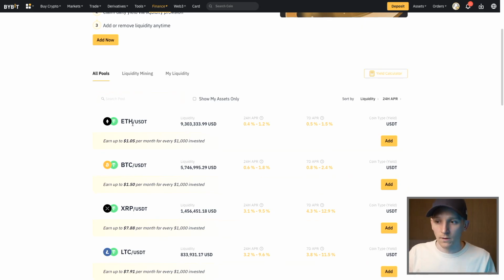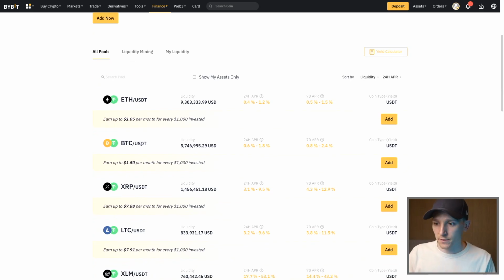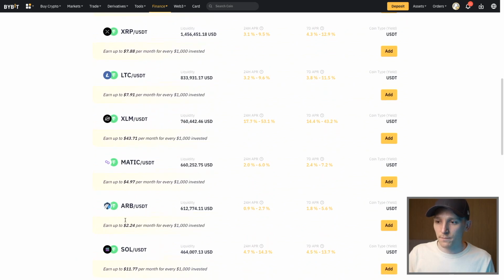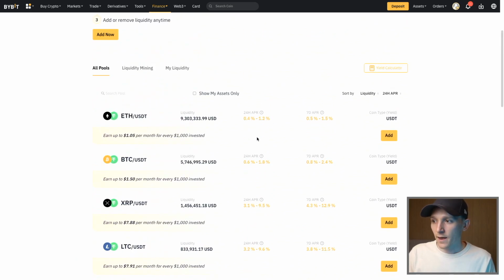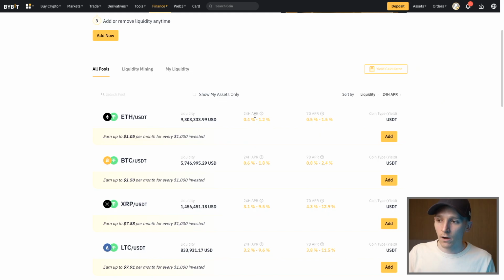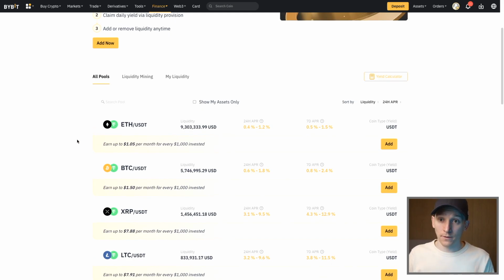So as we can see, ETH, US dollar tether, Bitcoin, US dollar tether, many different assets that you can put into these liquidity pools. And you can see an APR here over 1 day or 7 days. This is again a yearly yield, but that's the average yield annualized over that 7-day period. Now, the yield is going to go up and down dependent on how many people are trading, because the more volume that is traded, the more fees that are generated on that capital pool. And so the yield can be a lot higher.